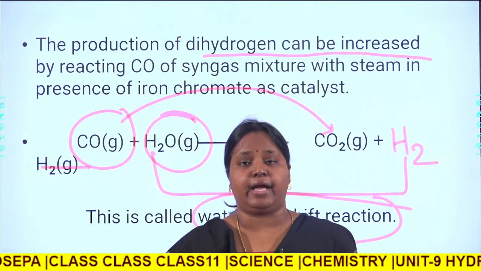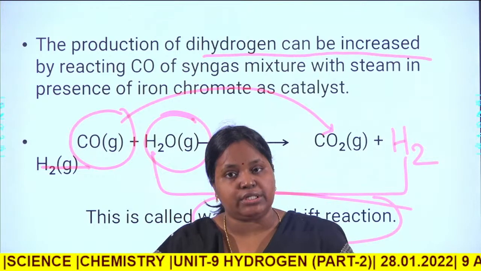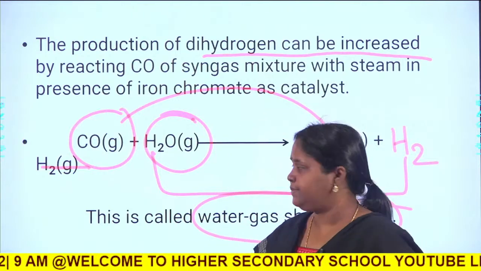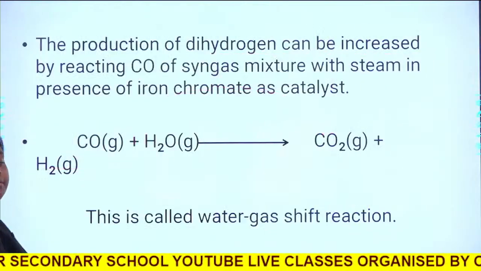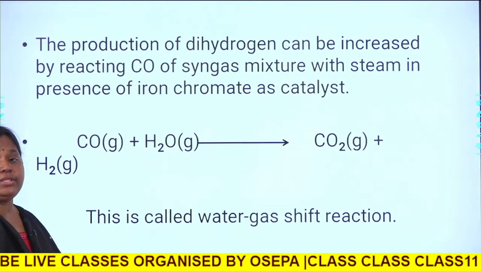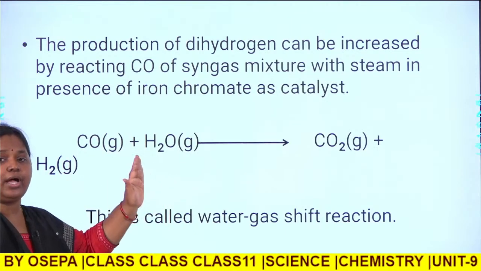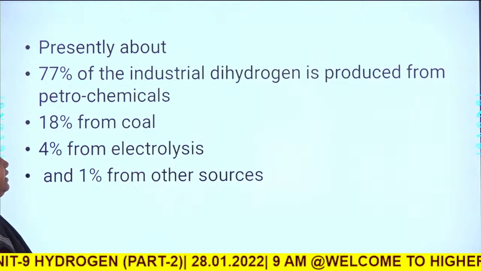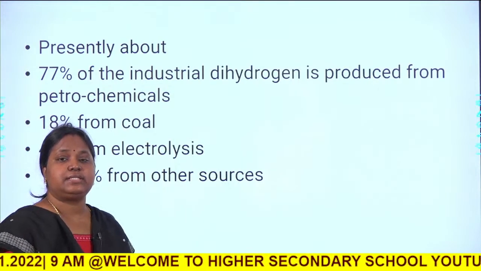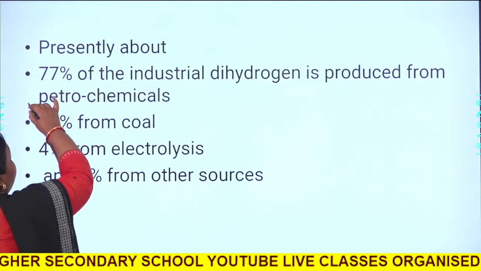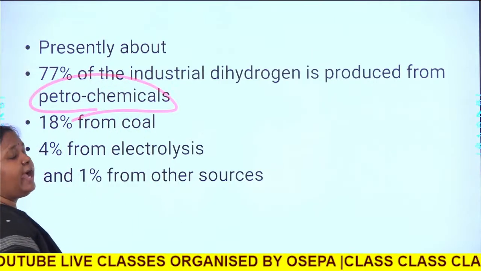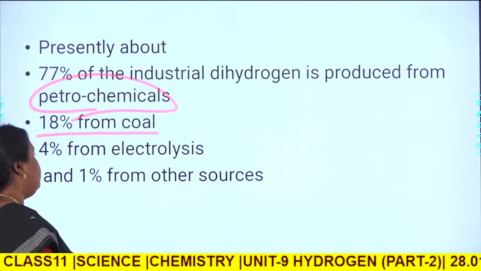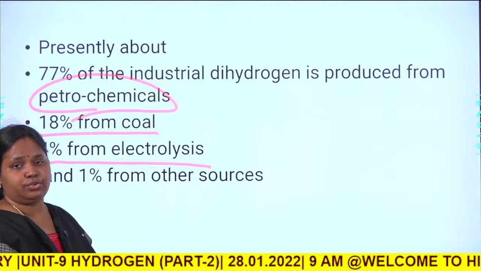Because the carbon monoxide and hydrogen mixture is called syngas, it is also called water gas. If you take a 1:1 ratio, then it is also called water gas. Initially it was called water gas, now it is called syngas. So if you treat the carbon monoxide evolved in the first process with further steam, the carbon monoxide gets converted into carbon dioxide and hydrogen. As a result, you get more hydrogen. Presently about 77% of commercial synthesis of hydrogen takes place by reaction with petrochemicals, meaning hydrocarbons. Next comes 18% from coal, 4% from electrolysis and 1% from other sources.